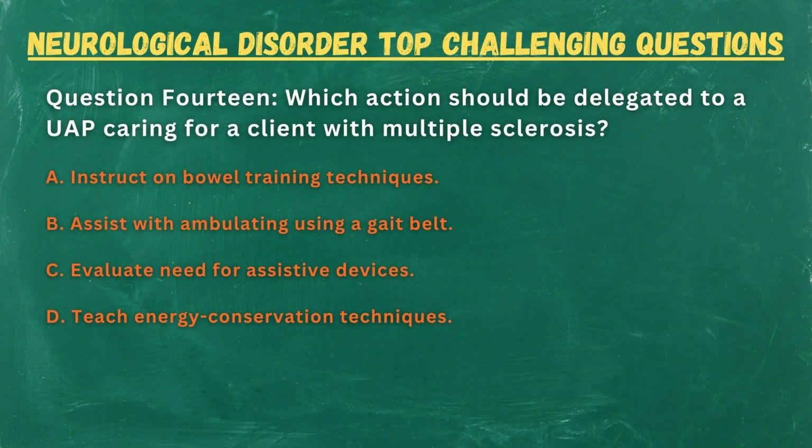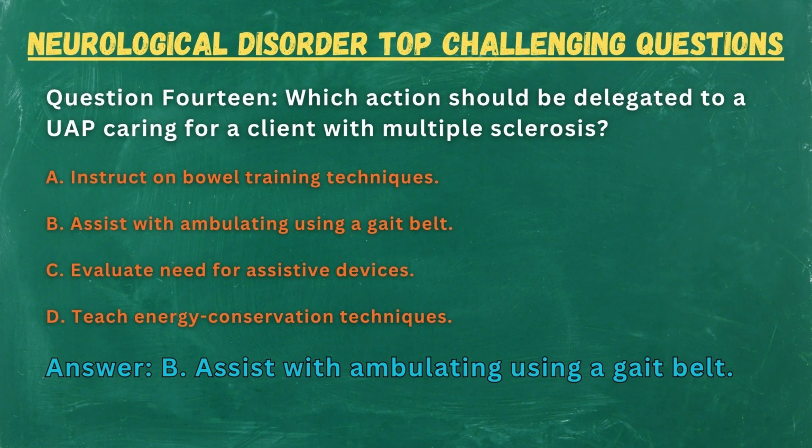Question 14. Which action should be delegated to a UAP caring for a client with multiple sclerosis? A. Instruct on bowel training techniques. B. Assist with ambulating using a gait belt. C. Evaluate need for assistive devices. D. Teach energy conservation techniques. Answer: B. Assist with ambulating using a gait belt.